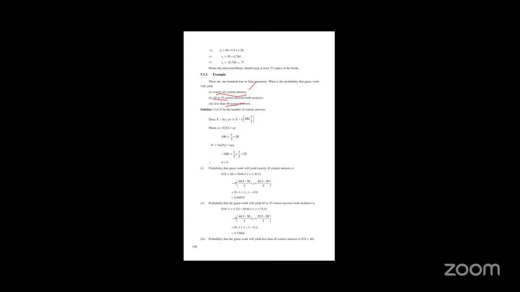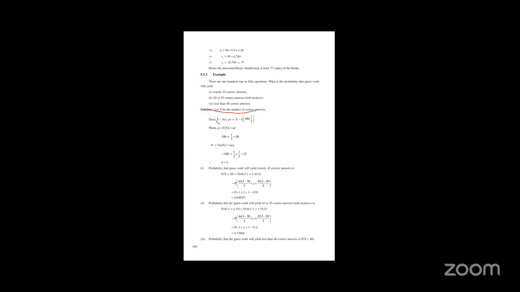So these are the three cases you need to find out. Coming to the first case, first we need to find out the smooth regular things. Let x be the number of correct answers. So we are assuming correct answers is represented by x.